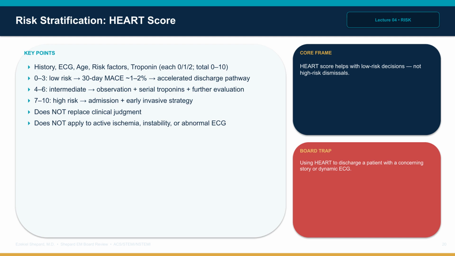A score of 4 to 6 is intermediate risk, warranting observation, serial troponins, and further evaluation. A score of 7 to 10 is high risk, requiring admission and an early invasive strategy discussion. The HEART score does not replace clinical judgment, and it does not apply to patients with active ischemia, hemodynamic instability, or a clearly abnormal ECG. The board trap is using HEART to discharge a patient with a concerning story or dynamic ECG.